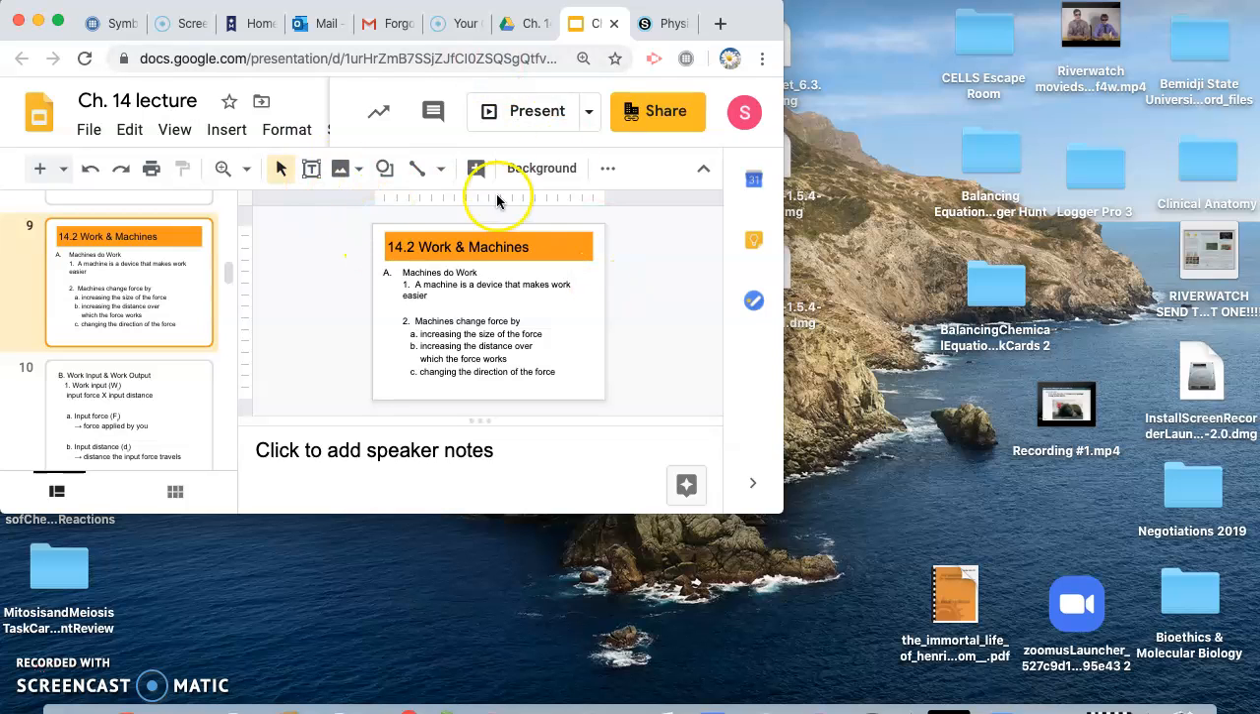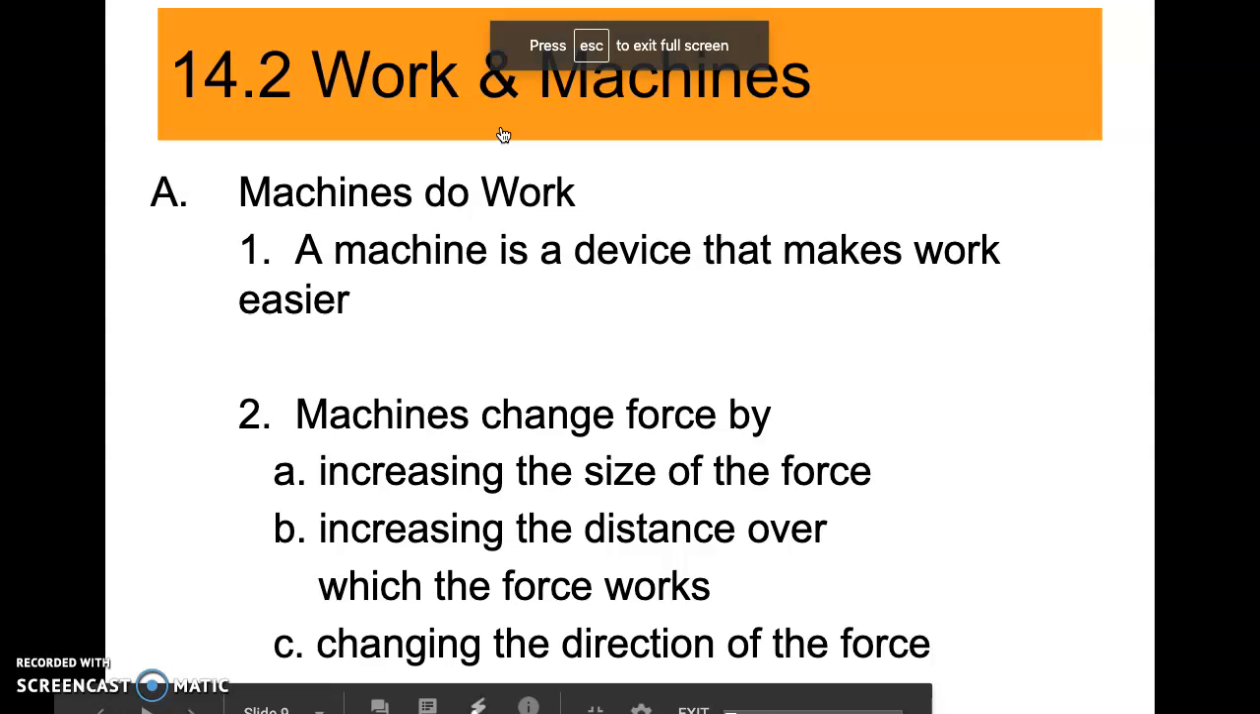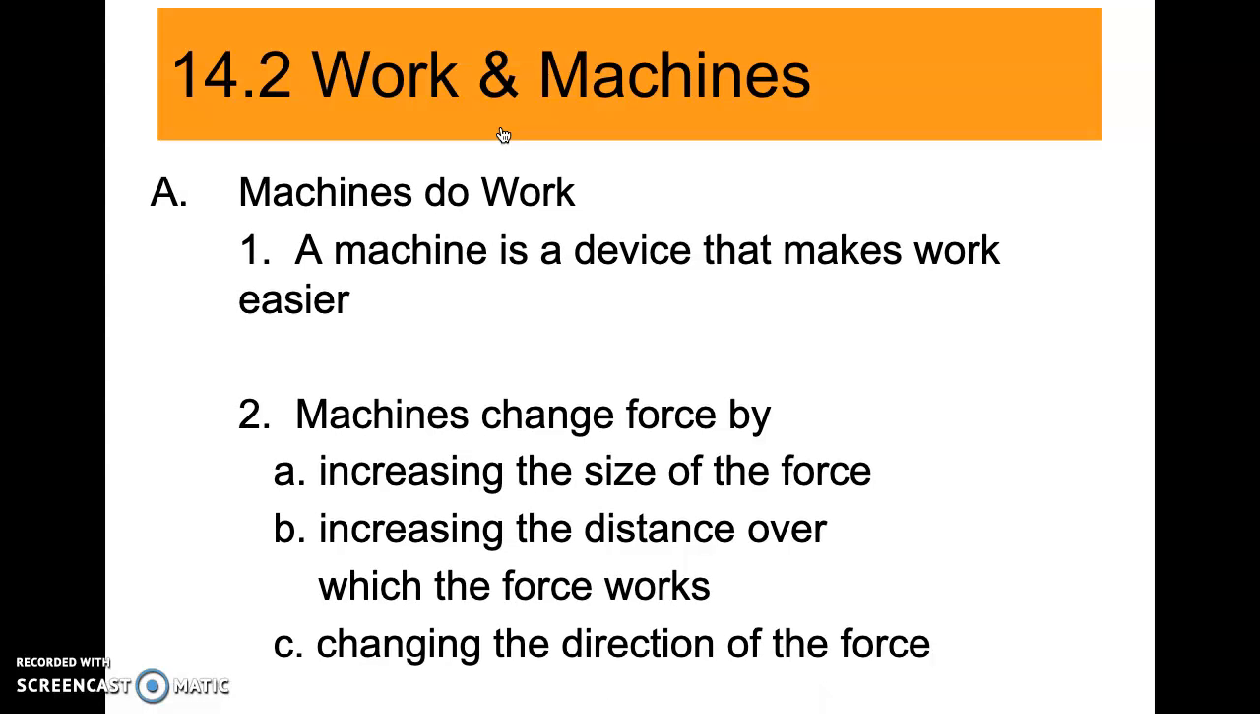All right. Hello, hello. We are going to go through the work and machines section 14.2. Yesterday your job was to listen to the Ed puzzle on efficiency. This talks about how machines make work easier, and then just discuss the difference between work in and work out. All right, so machines are anything that make work easier.